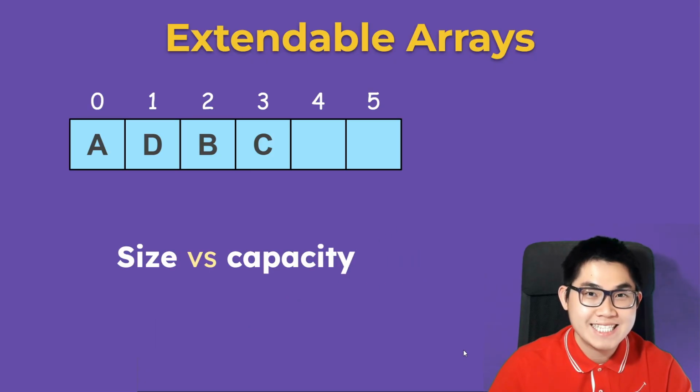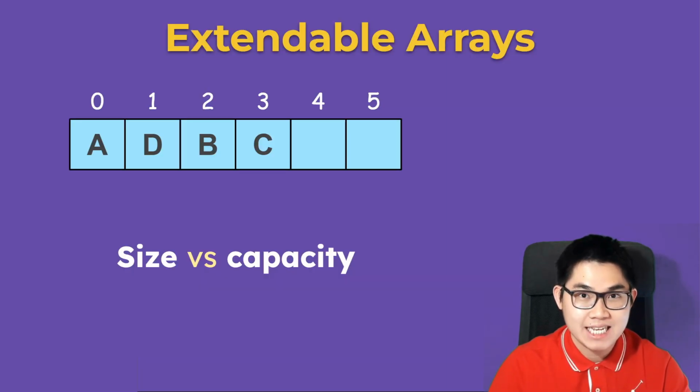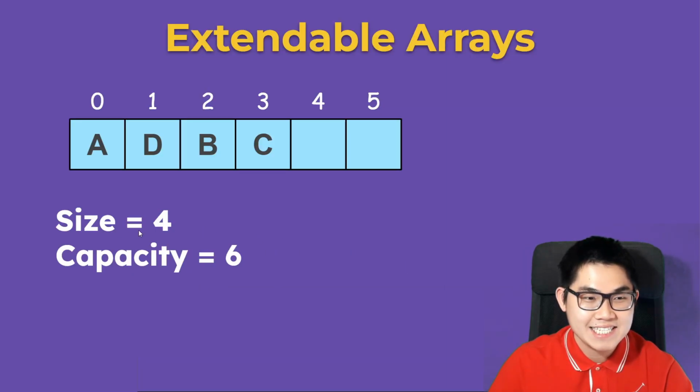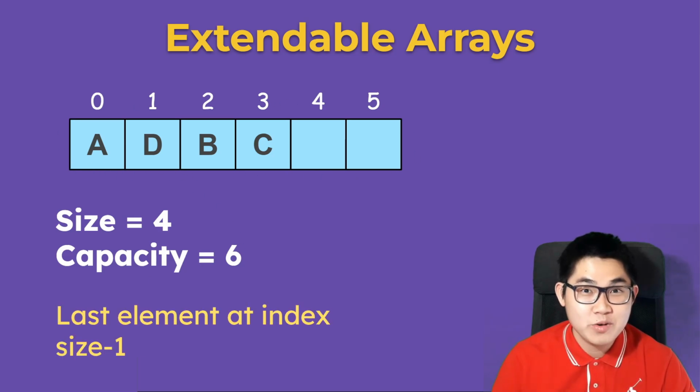Now I'm going to explain step by step how to grow this array. But before we do that, you need to understand the difference between size and capacity. In this array, the size is 4 because it has 4 elements, A, D, B, and C. But the capacity is 6 because in total it has 6 slots. Something important to remember is that the last element is always at index size - 1. So here is our last element, and you can use this formula. Size is 4, minus 1 is 3, giving us the index, or the location, of our last element.